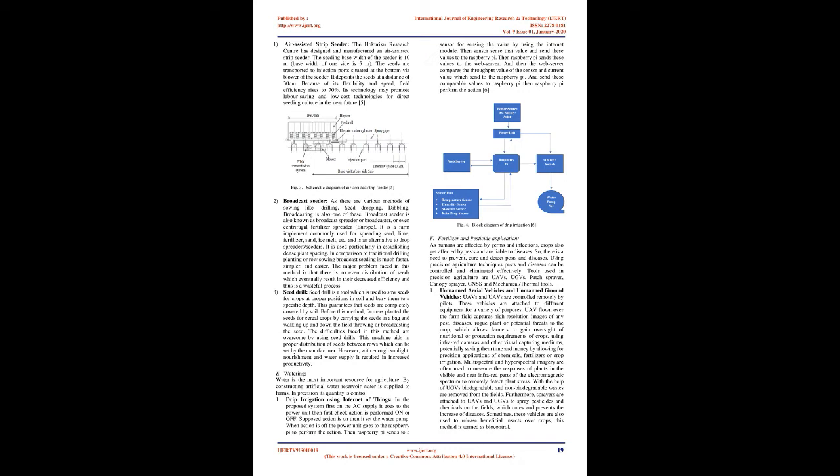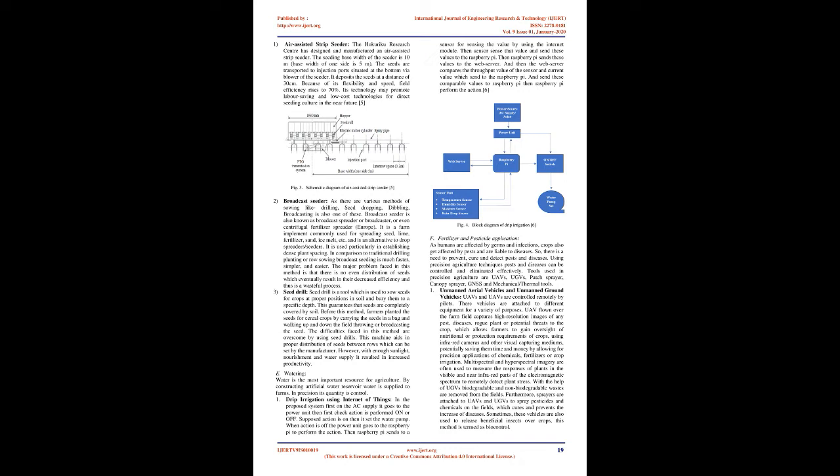Drip irrigation using Internet of Things. In the proposed system, first the AC supply goes to the power unit, then a check action is performed, on or off. If the action is on, then it sets the water pump. When the action is off, the power unit goes to the Raspberry Pi to perform the action.